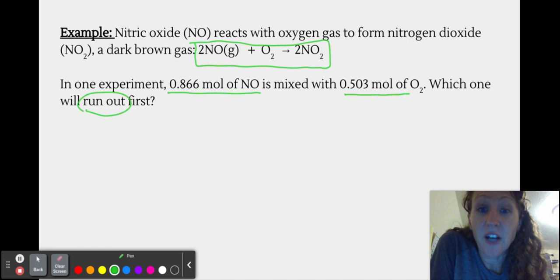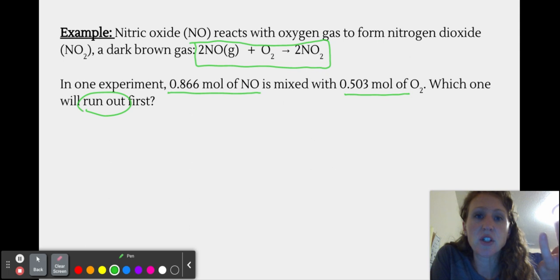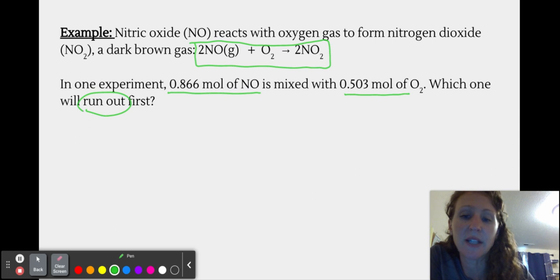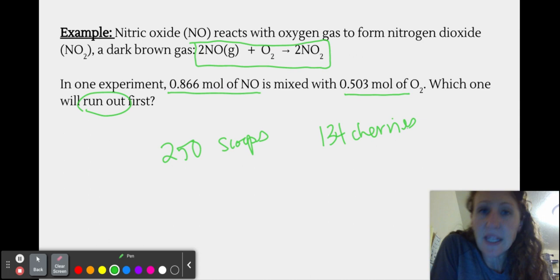Okay, so we're going to try and figure out which one is going to run out first. Now, there's a couple different ways you can do this. When you're dealing with ice cream scoops and cherries, if I just give you a bunch of them, how could you take that information and figure out which one's going to run out first? For example, let's say you have 250 scoops of ice cream and you have 134 cherries. How could you take that information and figure out what runs out first? Pause the video here and think about that.